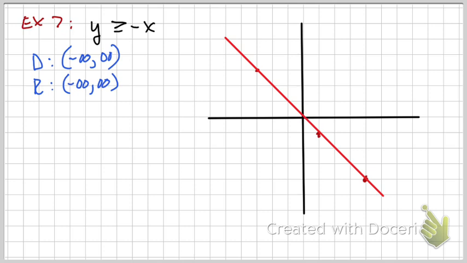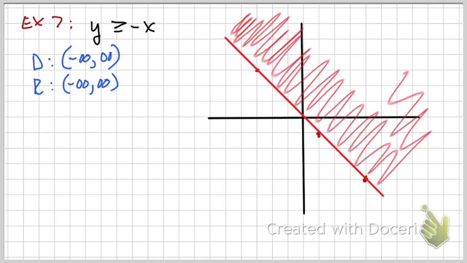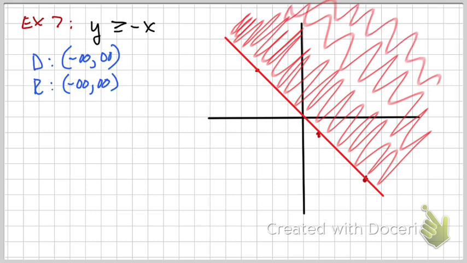It says greater than or equal to. It means all of this. I'm just looking at my original inequality. It says greater than or equal to negative x. Since it says equal to, I make a solid line, and then I shade above it because it was greater than or equal to. So I'm just going to pick another point. Let's say the point 2, 4.